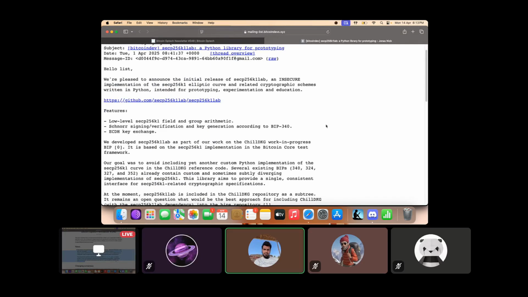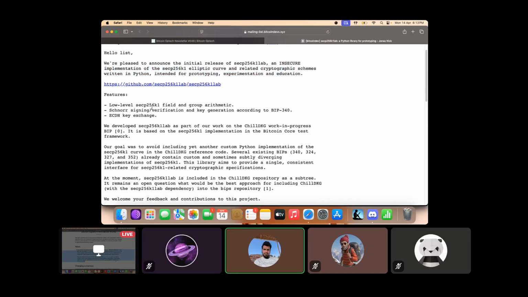Hello list. We're pleased to announce the initial release of SecP256K1 Labs. That's what they're calling it, lab. An insecure implementation of the SecP256K1 elliptic curve and related cryptographic schemes written in Python, intended for prototyping, experimentation, and education. Features: low-level SecP256K1 field and group arithmetic.